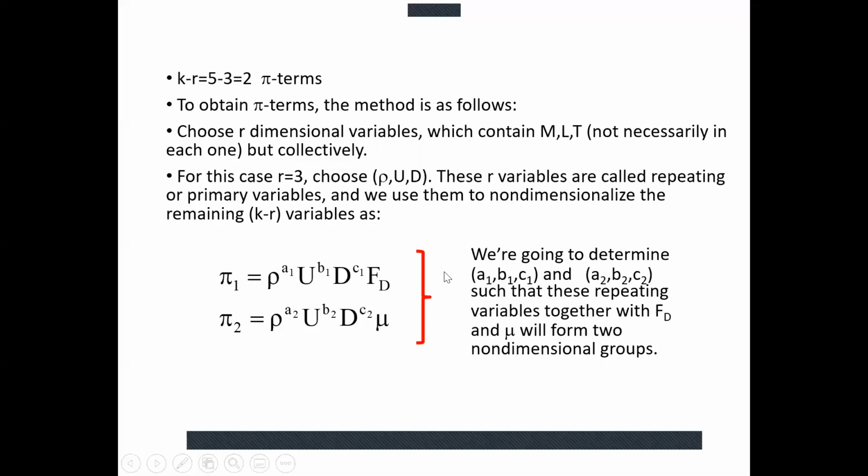So we are arranging our pi terms like this. Those repeating variables will exist in all pi terms, and non-repeating variables will exist in just one of the pi terms. We write the power of the non-repeating variables as 1 and the power of repeating variables as unknown: a1, b1, c1, or a2, b2, c2. Those are unknown, but we can obtain them because the total dimension will be just 1. It will be dimensionless.